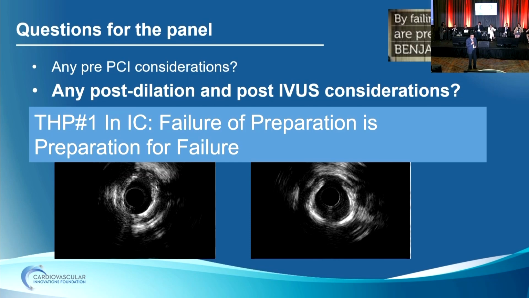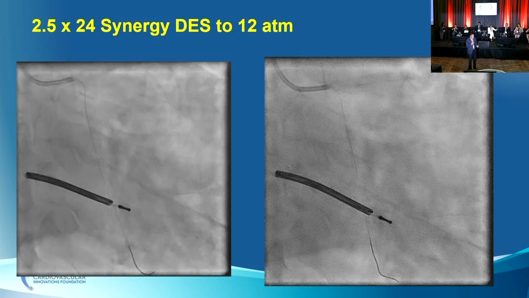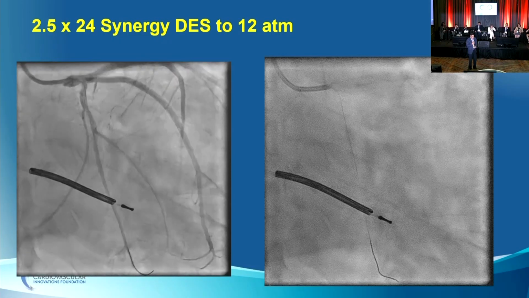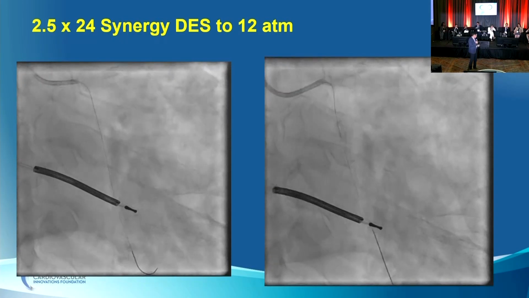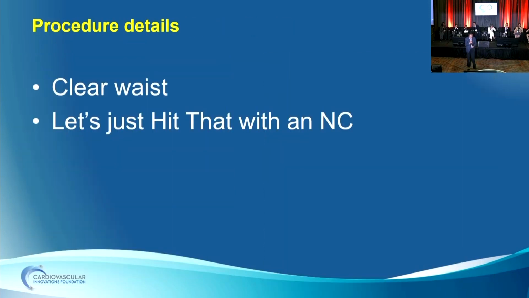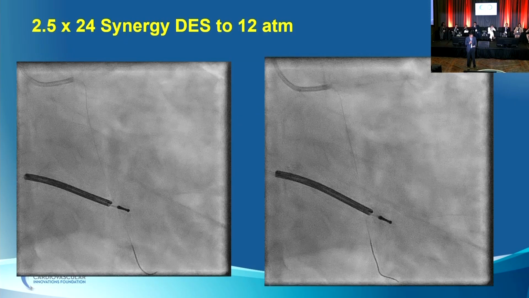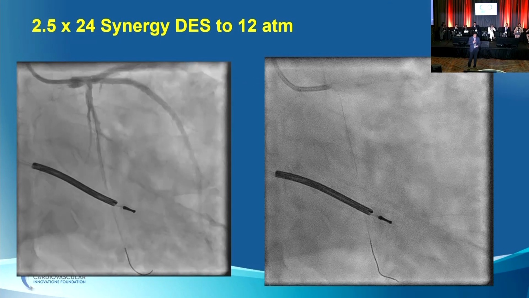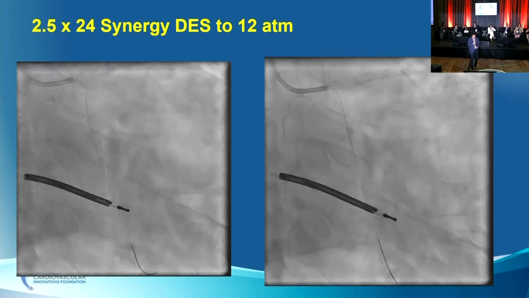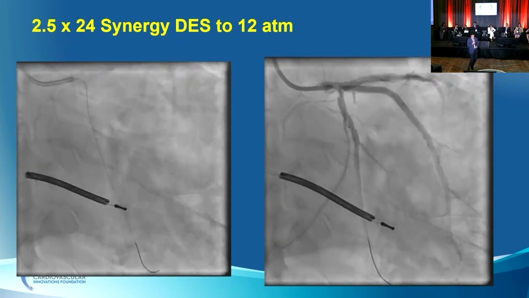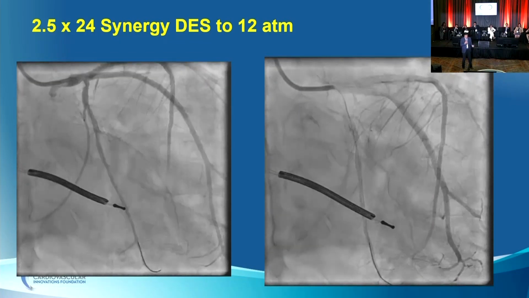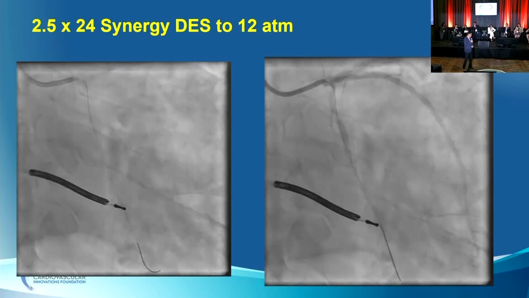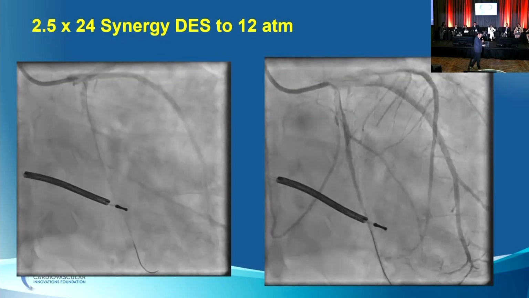But of course, I continue with the case. I take a 2.5/24 Synergy, goes down very easily. You can see here that, let me go back one. So that's the pre-stent, post-balloon, and here's the post-stent. So what are you seeing there? There's an eccentric narrowing or a waist in that stent.